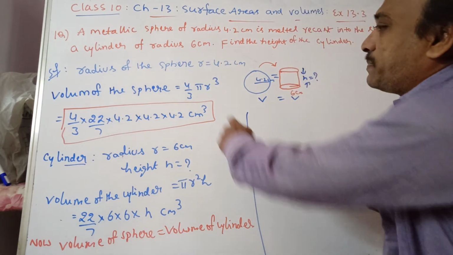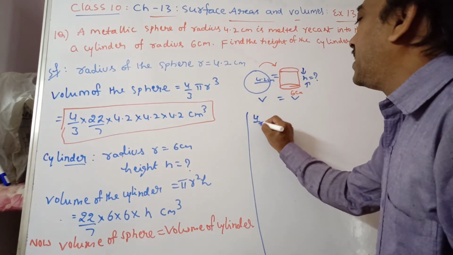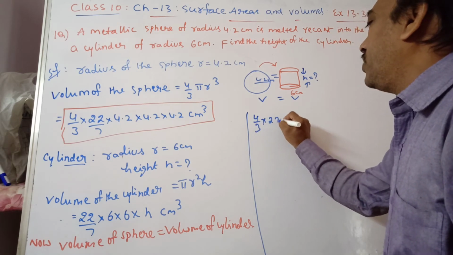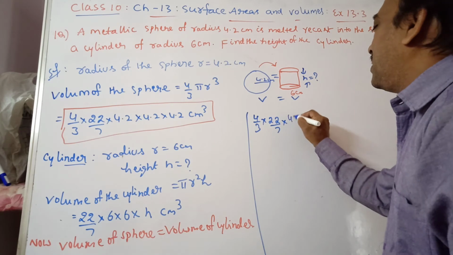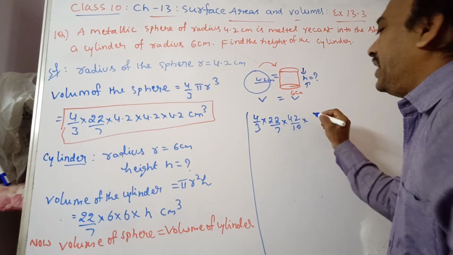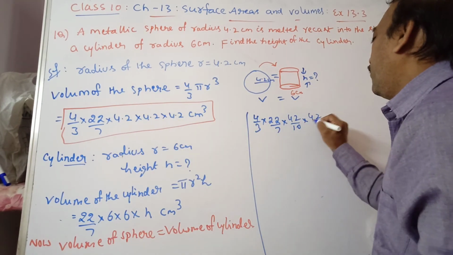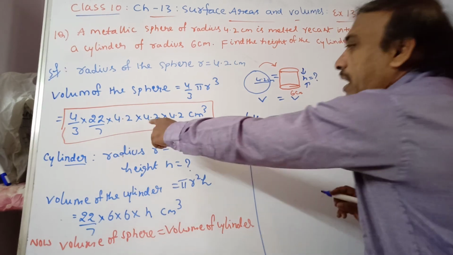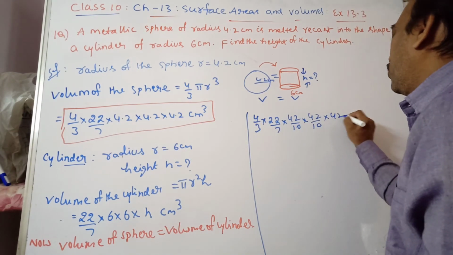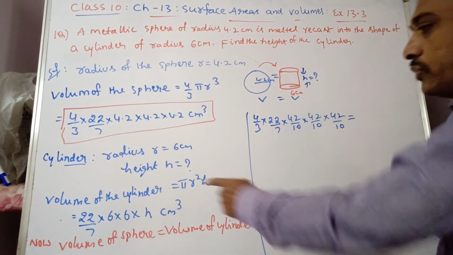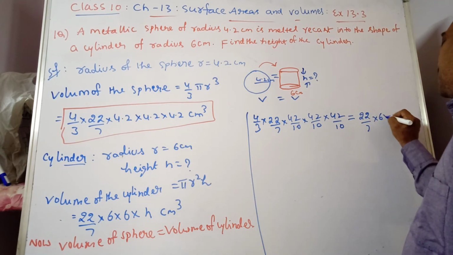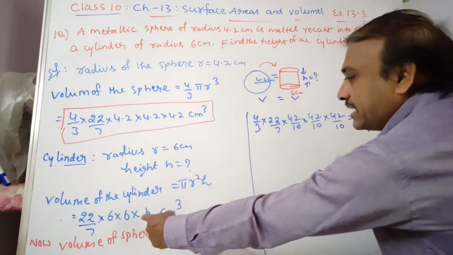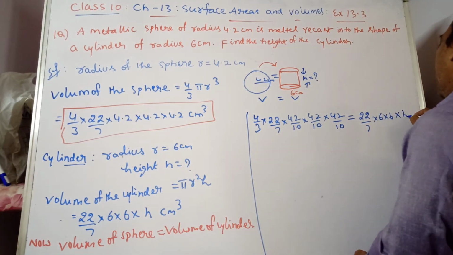So for the volume of the sphere we have 4 by 3 into 22 by 7 into 4.2. I am writing this as 42 by 10, cubed. This side you see, 22 by 7 into 6 into 6 into h.